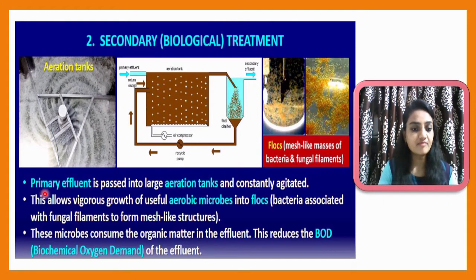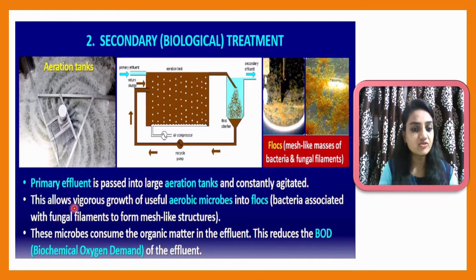Now see here, the primary effluent, which is obtained in the primary treatment, is passed into a large aeration tank. Here you can see this large aeration tank, and it is constantly agitated. Why is it agitated constantly? Because it is an aeration tank, which means it requires air, and by agitating, air is added inside. That's why constant agitation is a very important step.